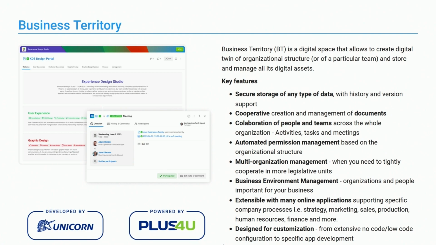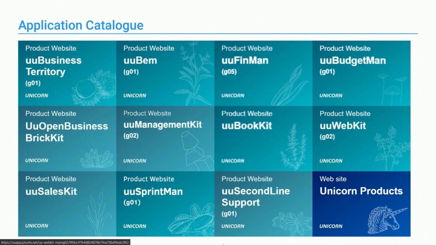It's called Business Territory. It is accessible through Plus4U.net as a service, and you can use the individual parts which will cover your digital twin in your organization, or just small parts. And it is of course possible to use it as an on-premise installation or as an online service, a cloud service.